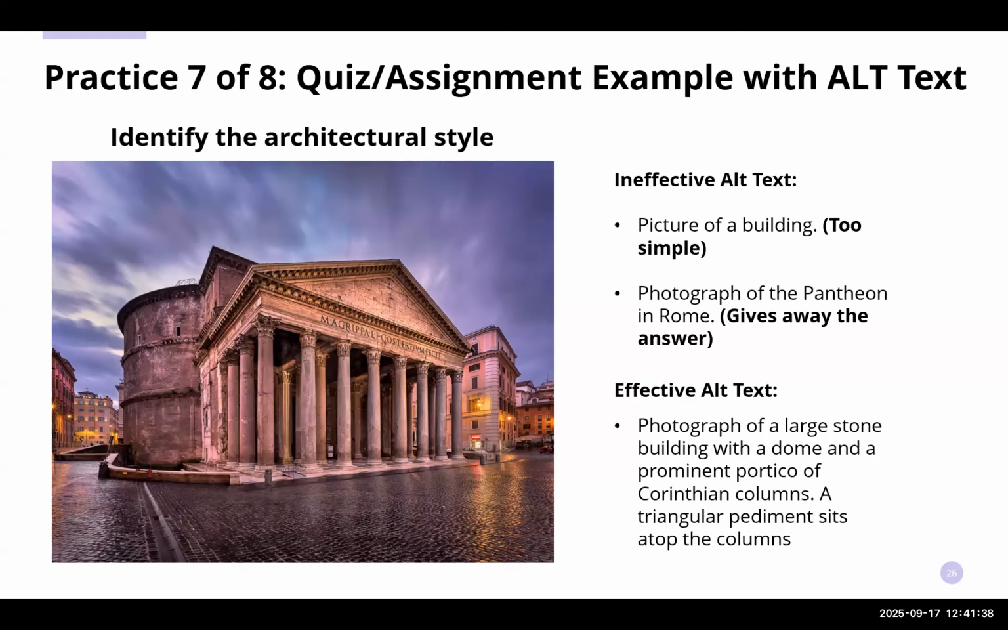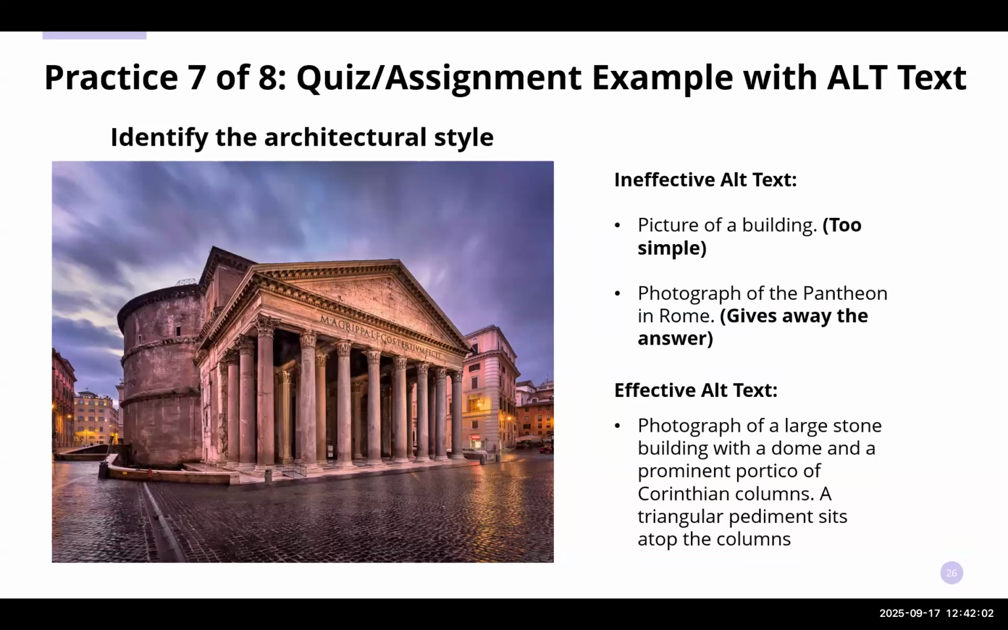Some approaches clearly don't work at all. For example, "picture of a building." It is far too vague and doesn't give the student any useful information at all. On the other hand, "photograph of a Pantheon in Rome" is accurate, but it can give away the answer, which does not serve the purpose of the question.